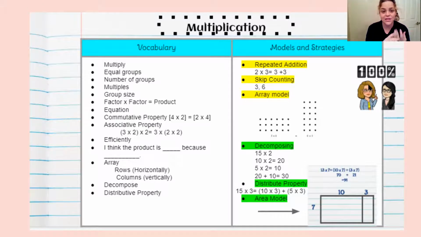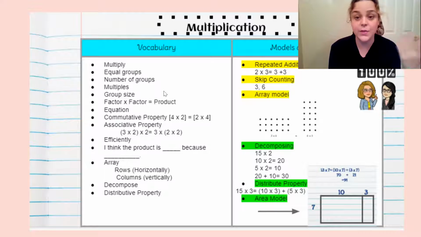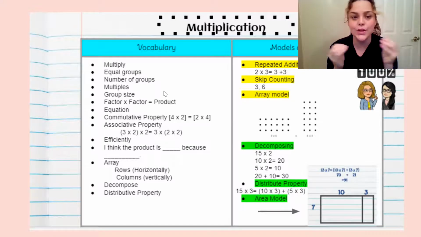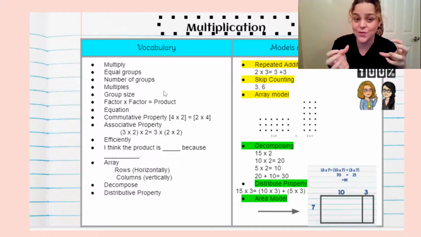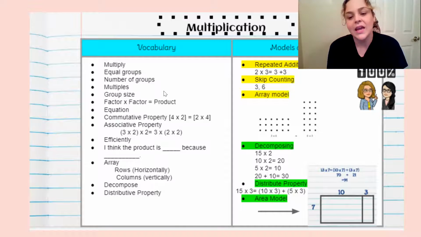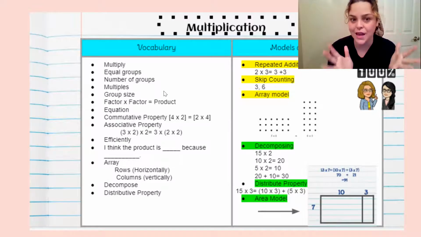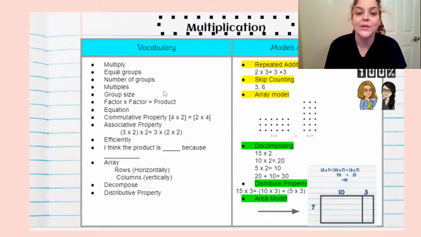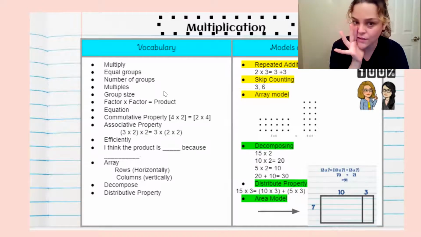And here are some of the strategies that we've been really discussing in class. Like from the beginning of the year, we worked on repeated addition, equal groups, number of groups, skip counting, array model. But right now that we're at the end of 3rd grade, we're starting to go into deeper, juicier strategies like decomposing, which we saw is the same as distributive property when we break down numbers, so it's easier to multiply. And then a model that we can use to represent distributive property is the area model, which is so exciting because you're going to see that area model a lot in 4th grade.